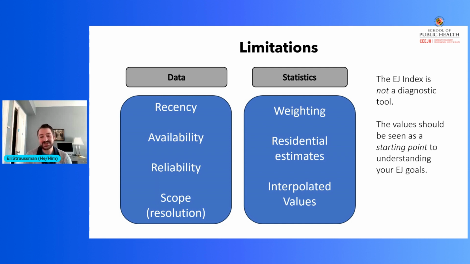Now, the other big limitation on the statistical side is the interpolated values. What are interpolated values? Interpolated values are essentially creating best guesses of what a value would be if we had that data. What could we assume this value would be, essentially? And this is really important when you're using things like I'll discuss further in this presentation.